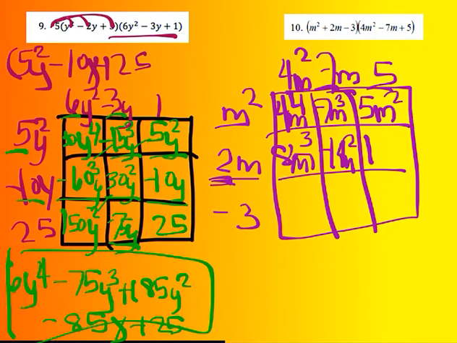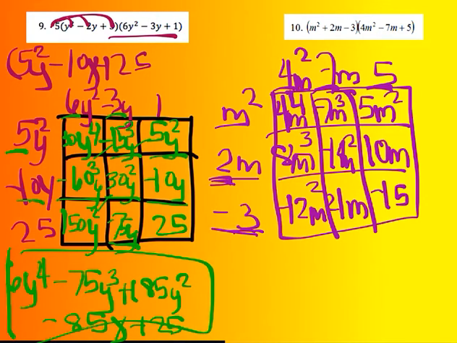2 times 5 is 10, and then you're going to get m. Negative 3 times 4 is a negative 12, and then you're going to get m squared. And then negative 3 times negative 7 is a positive 21, and then you're going to get m. Negative 3 times 5 is a negative 15.